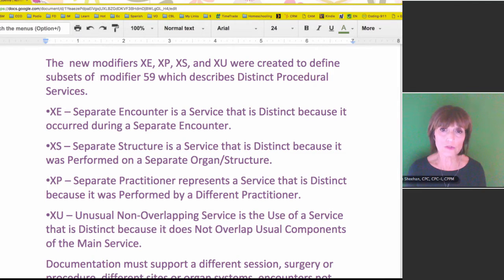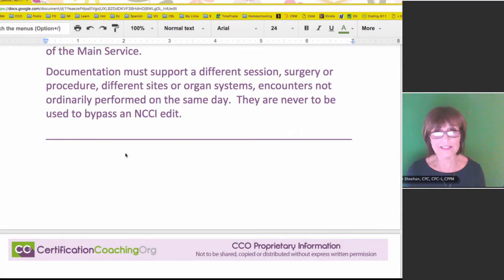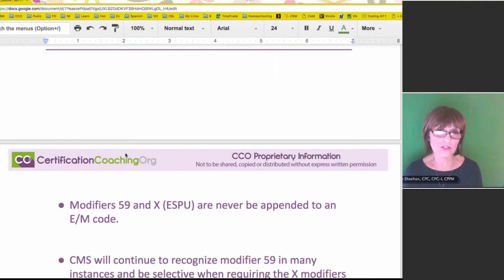For any of these codes, whether it's 59 or the X modifiers, documentation must support a different session, surgery, or procedure, or any of encounters on the same day.